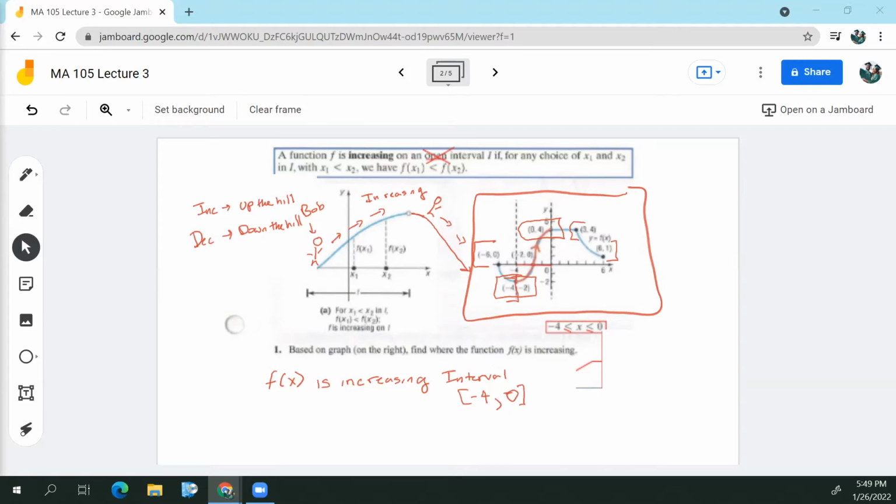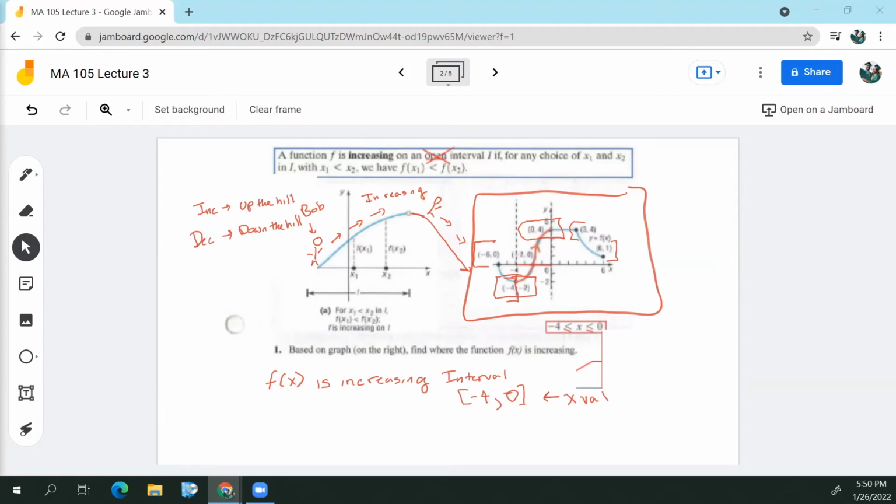Number one, when we're talking about increasing on a particular interval, I'm talking specifically about which values, x values or y values? X. So if you say it's increasing on the interval -2 to 4, you would be incorrect. Does that make sense? When we're talking about intervals, we're talking about x values only.